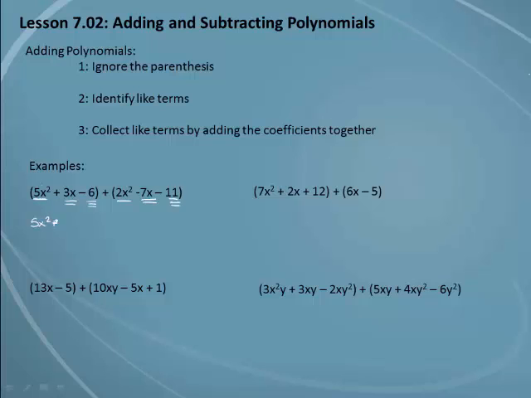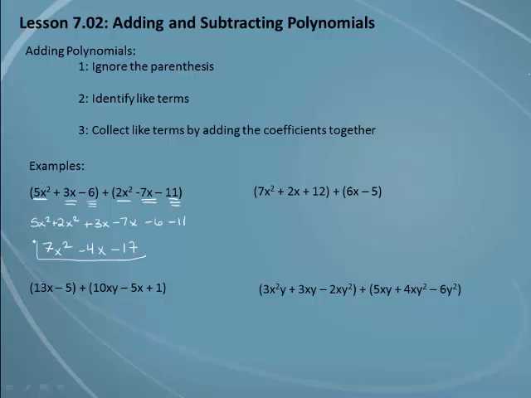I'm going to go ahead and rewrite them next to each other. You don't have to do this step, but if it helps you, you can do this step. Just be sure to keep all of the signs the same as you go through. 5x squared and 2x squared is 7x squared. 3x and negative 7x, I have 3 plus negative 7, so that's negative 4x. And then negative 6 and negative 11 is negative 17.